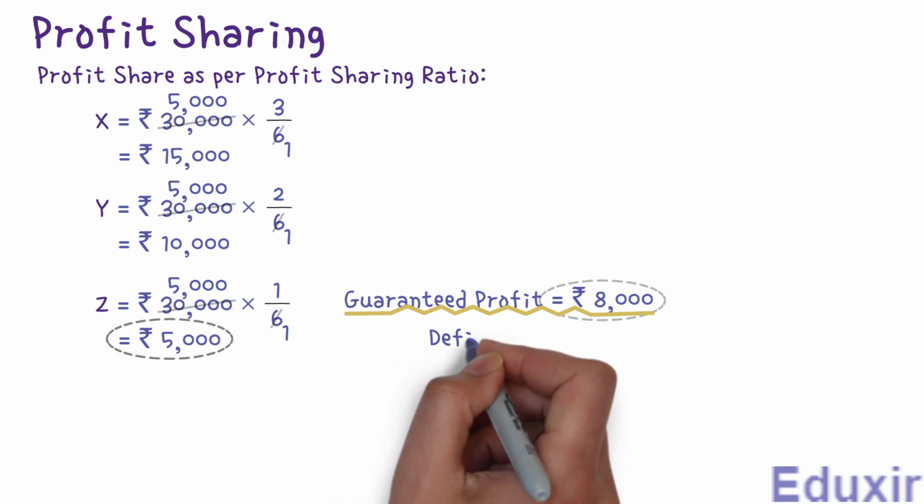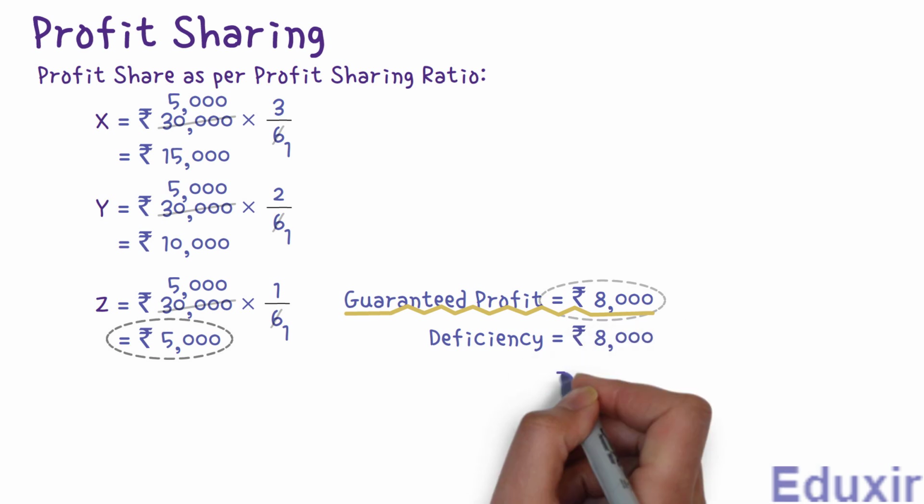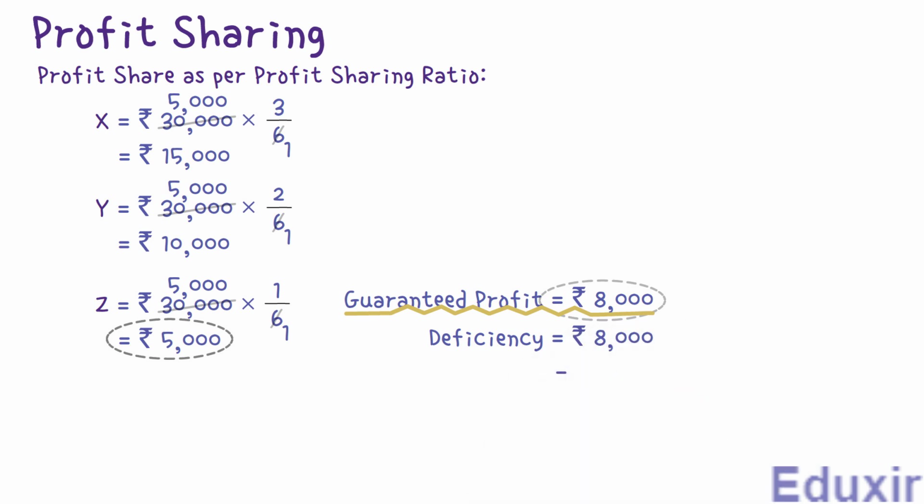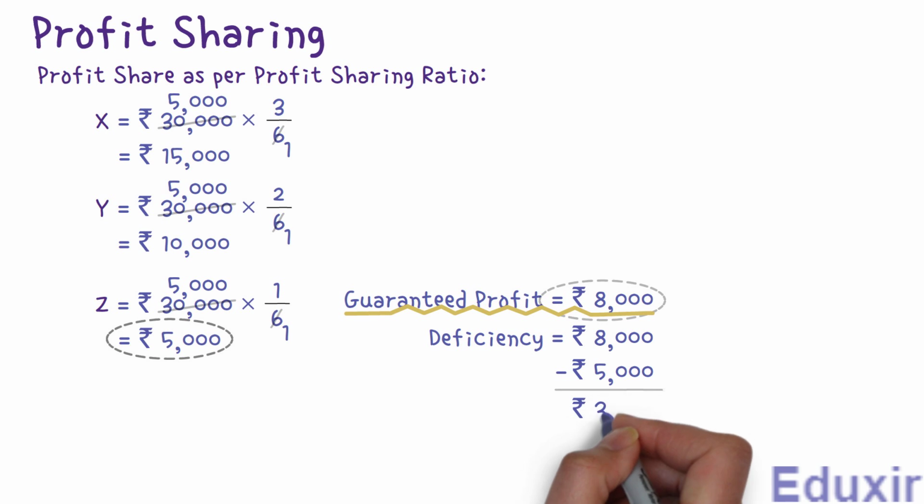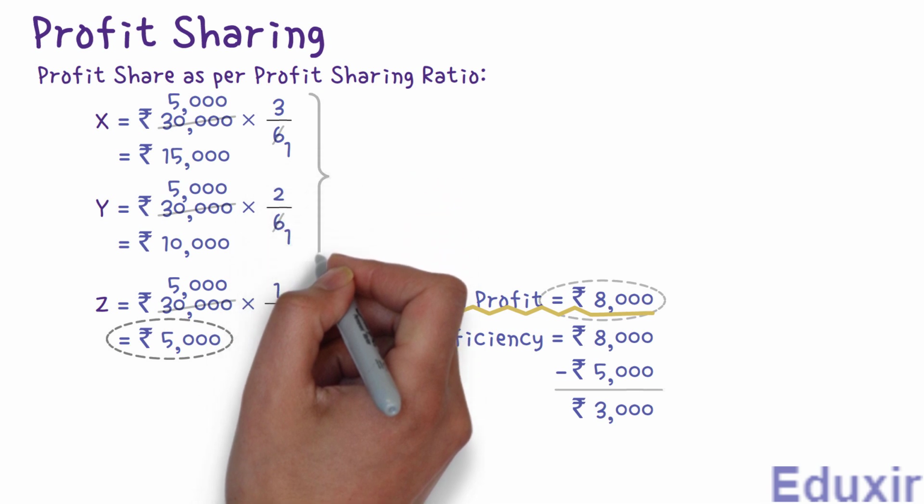So the deficiency of Z's profit share is his guaranteed profit amount of 8,000 rupees minus his calculated profit share as per the profit sharing ratio, which is 5,000 rupees. Subtracting, we get 3,000 rupees. So this deficiency should be adjusted from other partners' profit amount. Also, it's given in the problem that this deficiency should be borne by the other two partners X and Y.